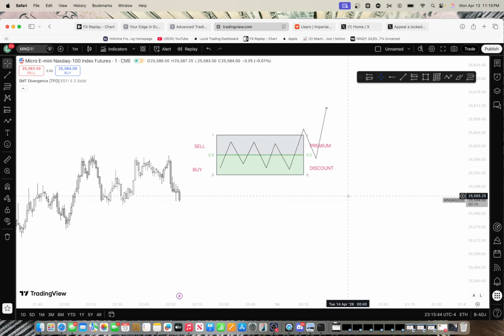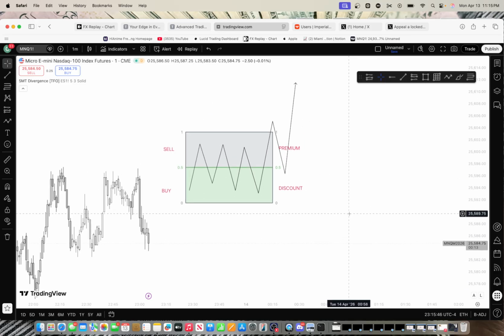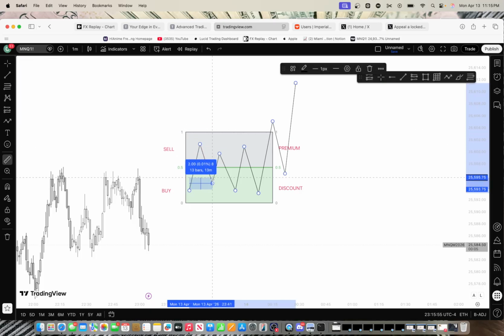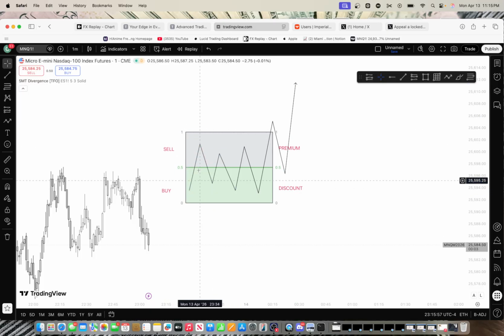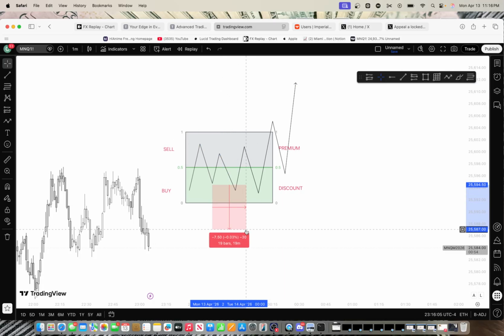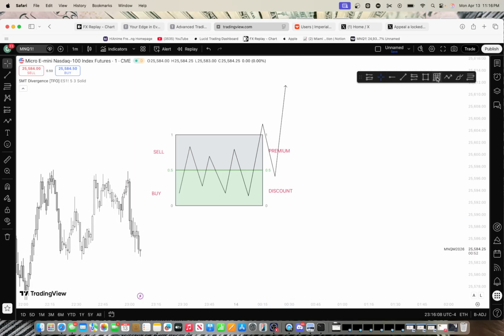So what is OTE? OTE is basically where I want to see price reverse. As we can all see right here, we have this uptrend leg, and now we have this downtrend leg. So now I would be expecting that price to retrace back up into the premium level, to then sell off once more and continue the downtrend. So what I would do is grab my fib retracement and draw it out from the swing high to the swing low.